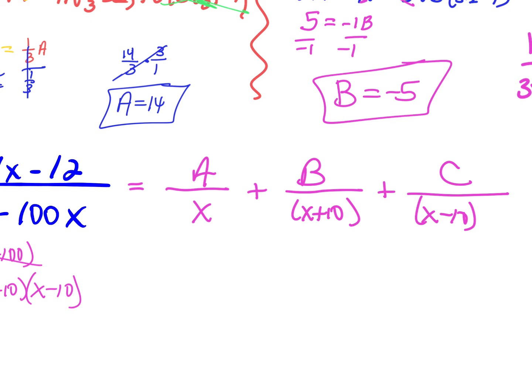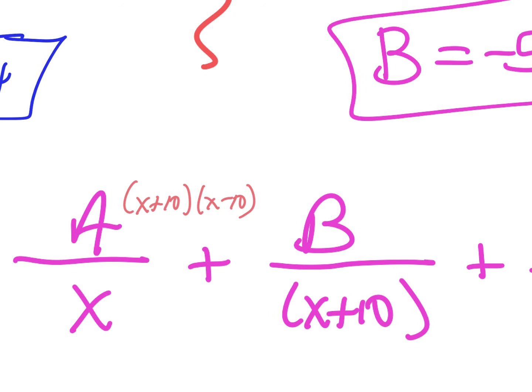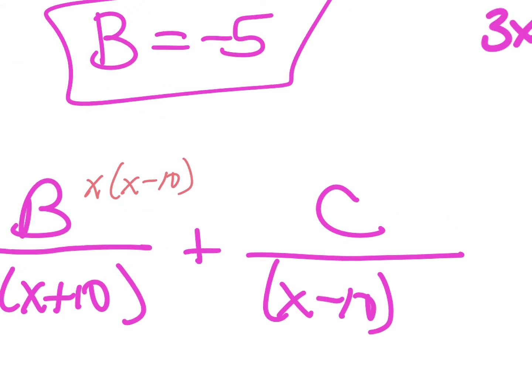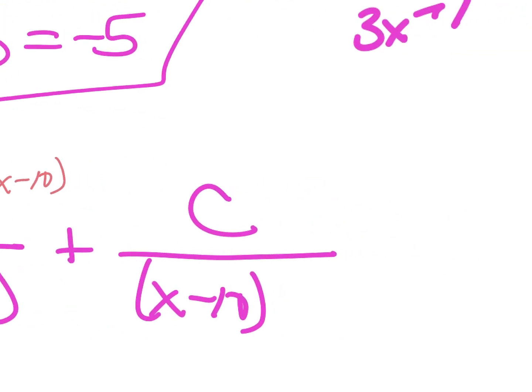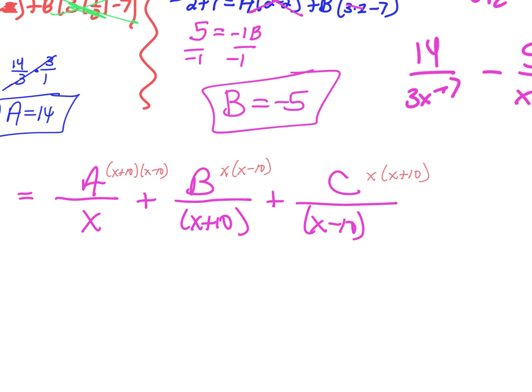So now we go through setting up our equation. So my first fraction has the x. What are the 2 pieces that it's missing? X plus 10 and x minus 10. You can leave them just like that. You don't have to multiply them together. If you want to, you can, but you don't have to. My second fraction, B, it has x plus 10. What are the 2 pieces it's missing? Good, x and x minus 10. Perfect. And then C has x minus 10. What's it missing? X and x plus 10. Perfect.